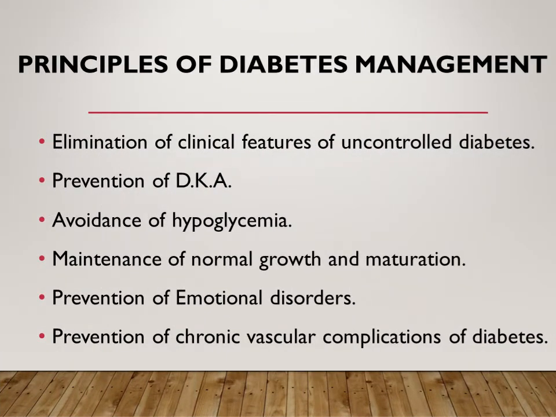What are the principles of diabetes mellitus treatment in the case of a child? First and foremost is elimination of the clinical features of uncontrolled diabetes mellitus, prevention of diabetic ketoacidosis, avoidance of hypoglycemia, maintenance of normal growth and maturation, prevention of emotional disorders, and prevention of chronic vascular complications of diabetes mellitus.